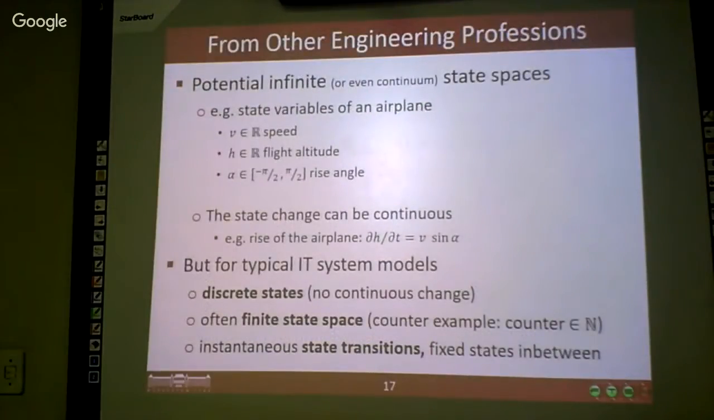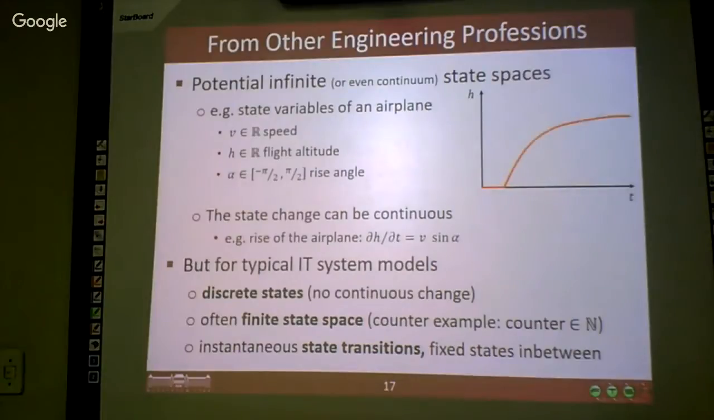And you can relate it to many other engineering domains. Many engineering domains have potentially infinite state spaces. For example, if you just consider the state variables of airplanes or nanosatellites or rockets that you develop here, they have an infinite number of states. So we have the speed, the flight altitude, and the rise angle.